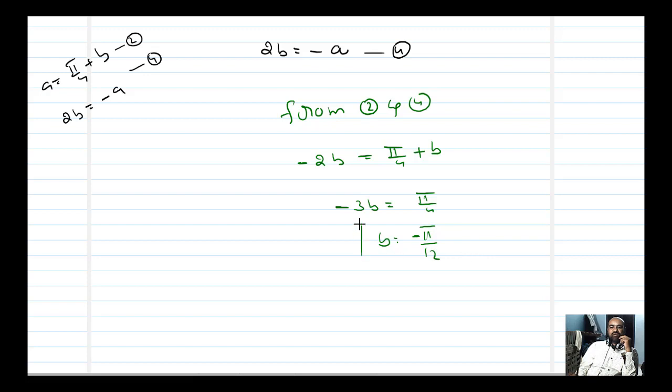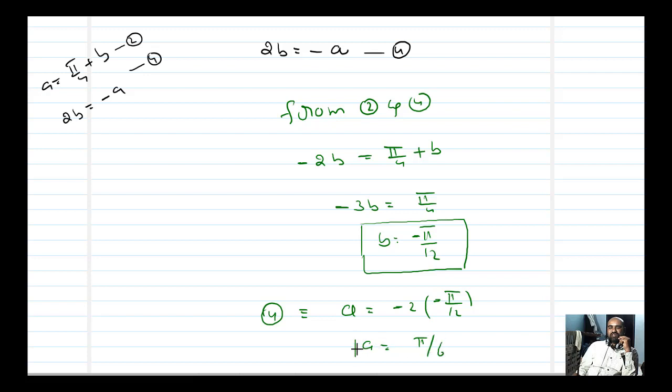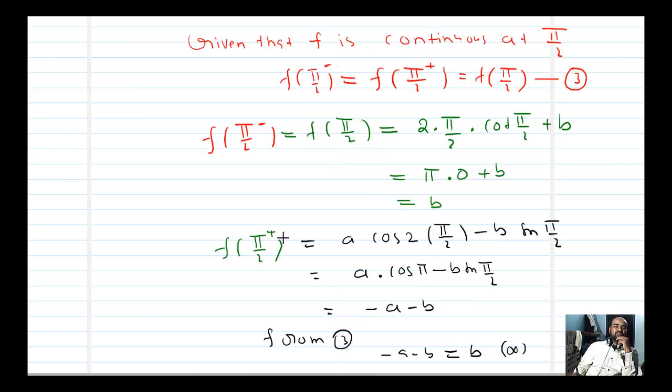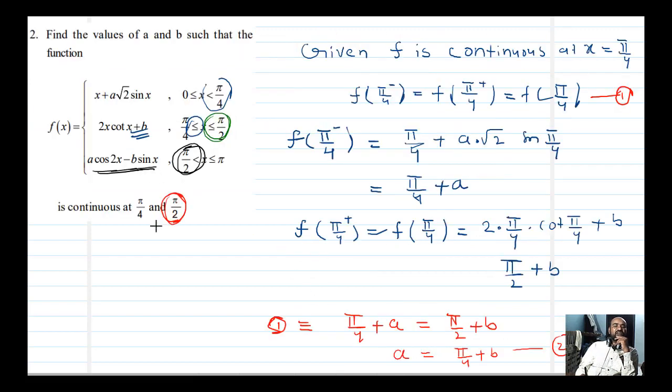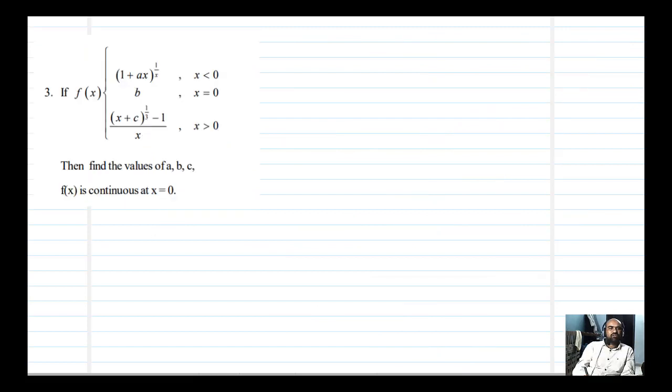I got the b value now. So from the fourth equation directly I will find the a value: a equal to minus 2b, and 2b means minus pi by 12, so that is equal to pi by 6, a equal to pi by 6. Therefore a equal to pi by 6 and b equal to minus pi by 12. For these values, the given function is continuous at pi by 2 as well as pi by 4. Okay students, our next problem, third problem.